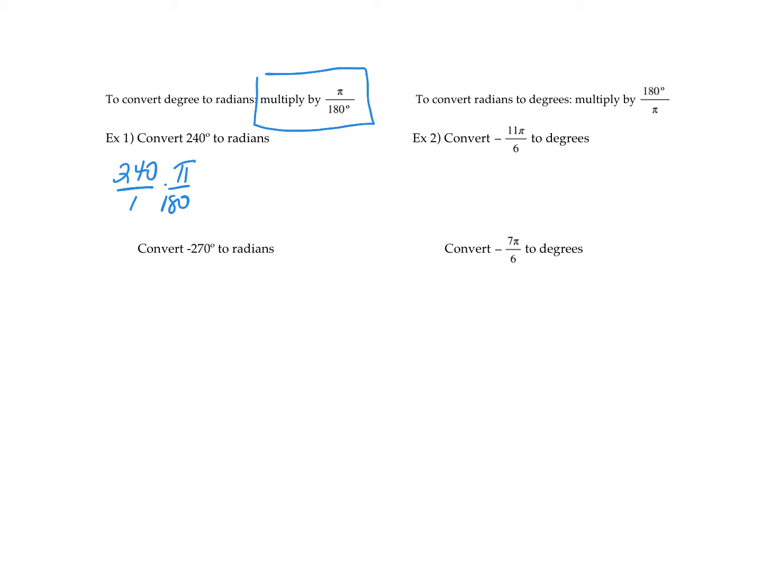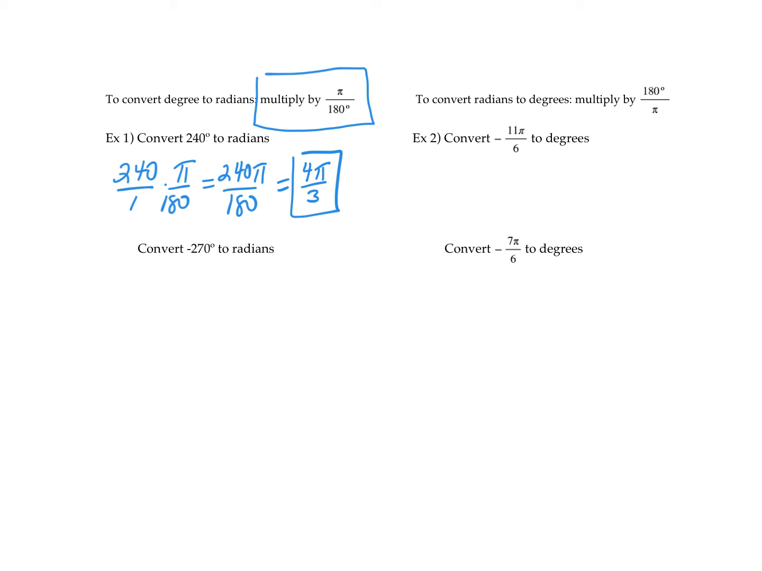Now, you could reduce here, or you could write it as 240 pi over 180 first. And what you want to do is divide out common factors. You don't want to jump to your calculator and get a decimal. That would be inappropriate. You're going to have an answer in terms of pi. So 240 and 180 are both divisible by 60, and that's going to leave us with 4 pi over 3.